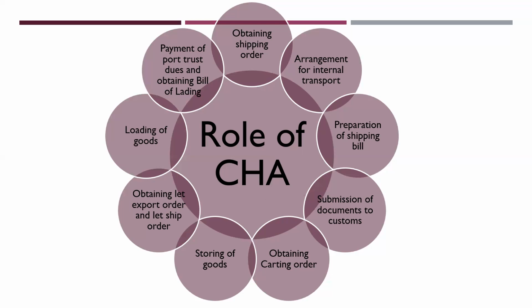Payment of port trust dues. The agent would then make payment of port trust dues for making use of docks. After that, he will collect the mate's receipt from the port authorities. And finally, obtaining bill of lading. The agent then goes to the shipping company and exchanges the mate's receipt for the bill of lading. The bill of lading is an important document required by the importer for custom clearance at the port of destination. So that is how the role of CHA has been justified.